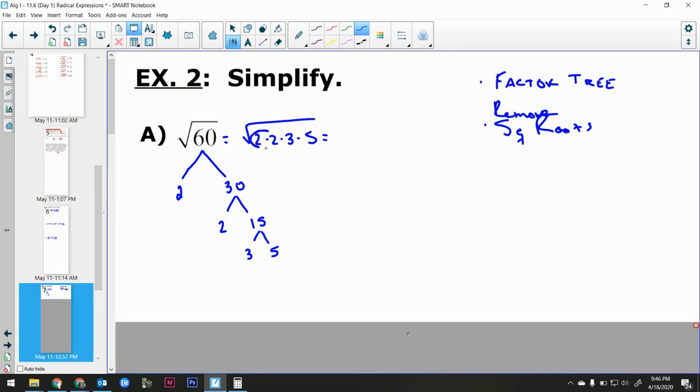So I want to buddy up any pairs that I see. The buddy gets to leave the house. Okay, so 2 square root of 2 gets to leave the house, and it leaves the house in a single.